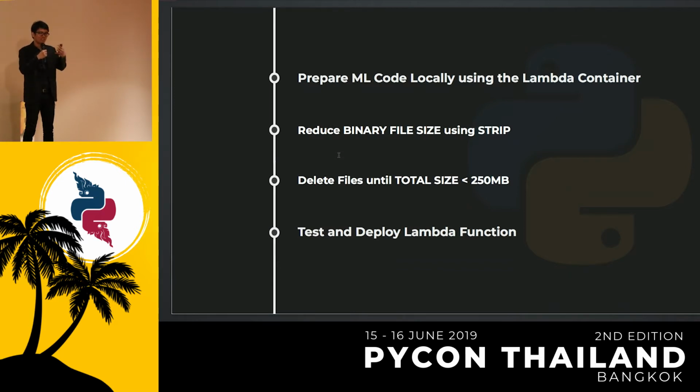Because you have to pay more for each second. So let's say that your prediction script is running for 20 seconds. It's probably much cheaper if it runs in just 1 second with less memory.